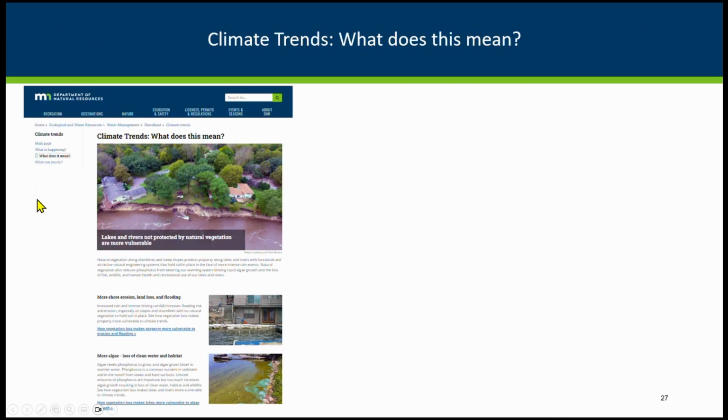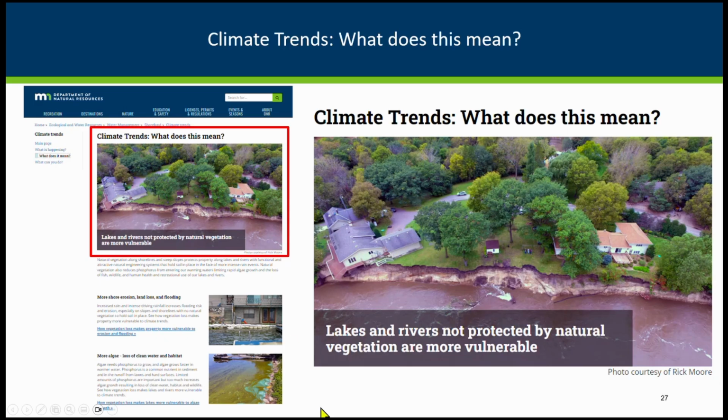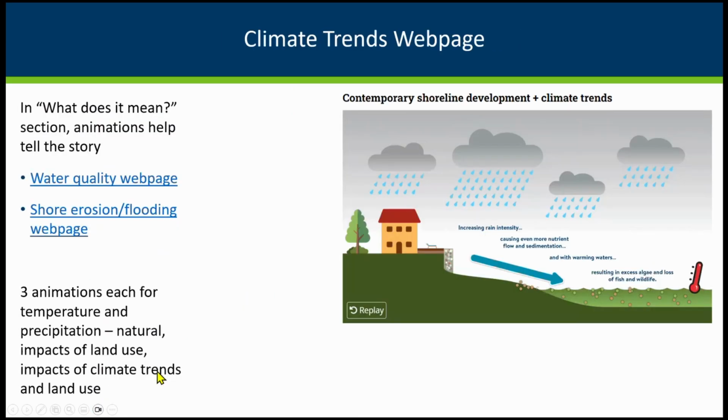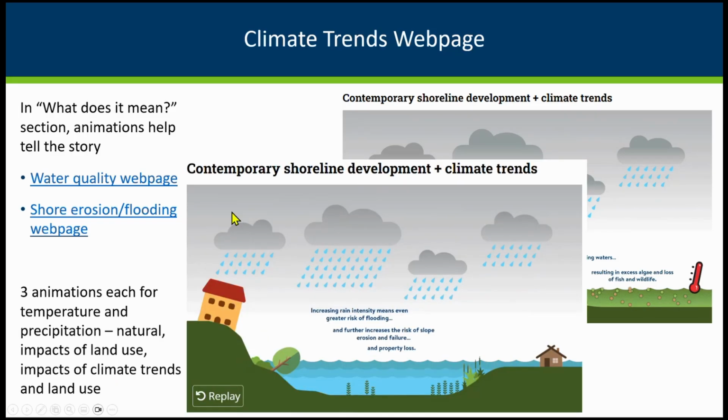Another page here is the what does this mean? And on that page, I wanted to point out that we've got some more information, especially about animations related to increased temperature and precipitation. And we've got some little animations for both of those showing what's the natural situation, what's the impact of shoreline development on these things, and what's the impact of shoreline development and the climate trends that we're seeing.